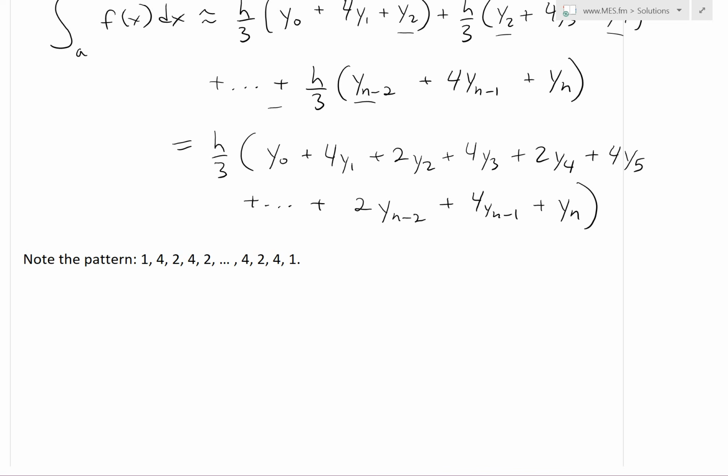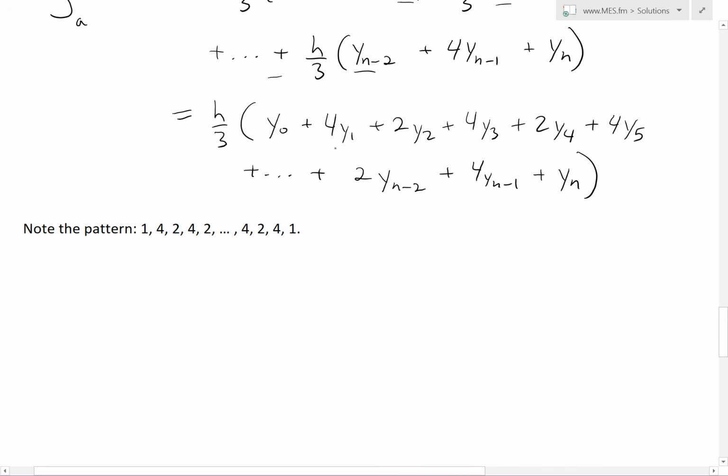And now, important to note the pattern: we have 1, 4, 2, 4, 2, keeps going on, 4, 2, 4, 1. So we have 1, 4, 2, 4, 2, 4, 2, 4, 2, 4, 2, 4, and then we just have a final 1 right here. So it's just 1 followed by a bunch of 4, 2, 4, 2, etc., and then we end off with a 1 after the 2, 4, 1. So it's always 4 at the second, 4 at the second to last, and 1 at the first and last, like that.